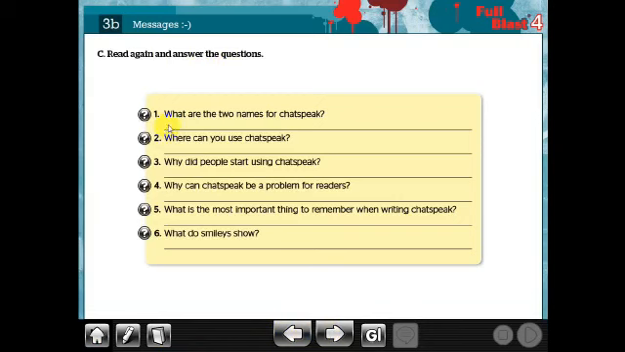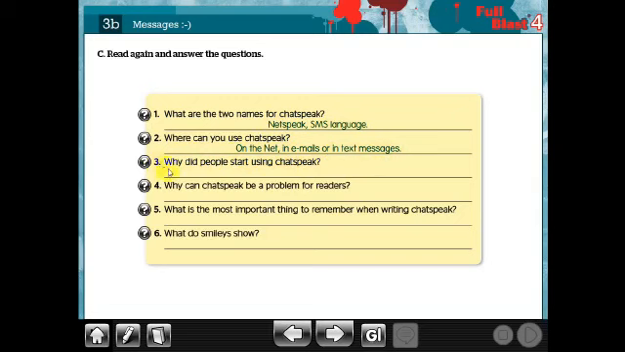Number one, what are the two names for chat speak? Chat speak, we said net speak or SMS language. Very good. Number two, where can you use chat speak? Very good. On the internet and in writing emails or in text messages.